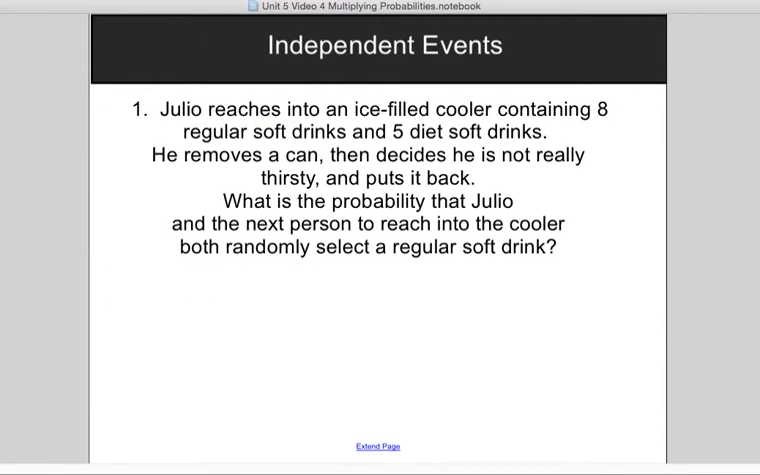Example 1. Julio reaches into an ice-filled cooler containing 8 regular soft drinks and 5 diet soft drinks. He removes a can and then decides he is not really thirsty and puts it back. What is the probability that Julio and the next person to reach into the cooler both randomly select a regular soft drink? This is independent, and the reason it is independent is because he puts the can back. If he didn't put the can back, then it would be considered dependent. So he reaches in and grabs one. We want to know the probability that he gets a regular, and the next person gets a regular.